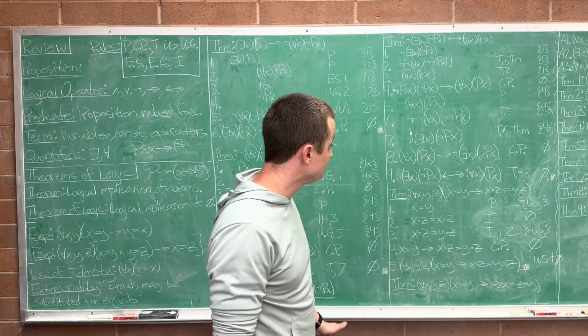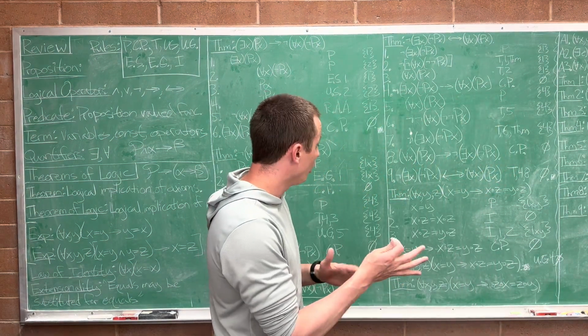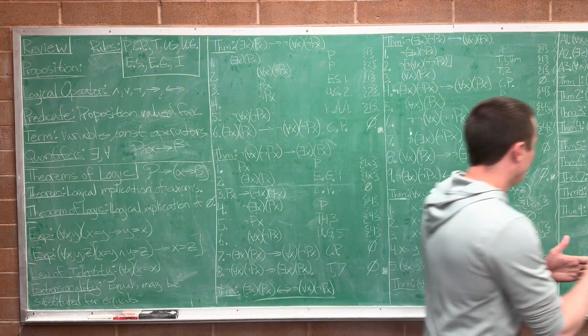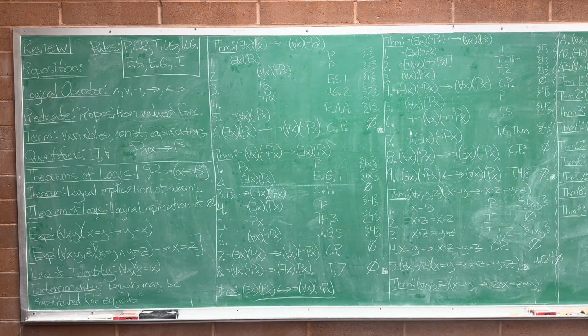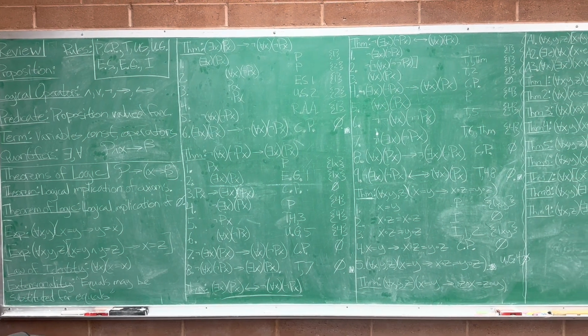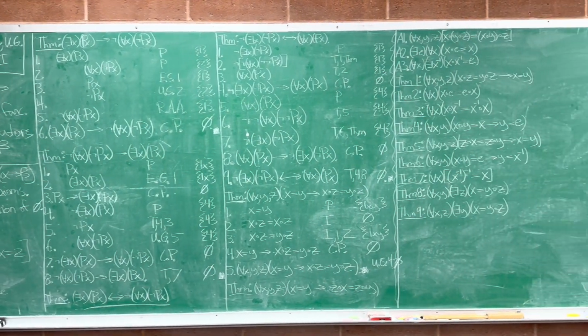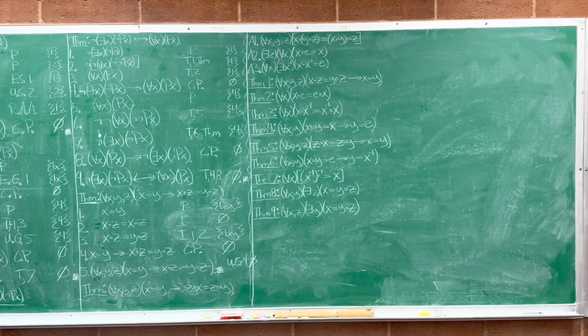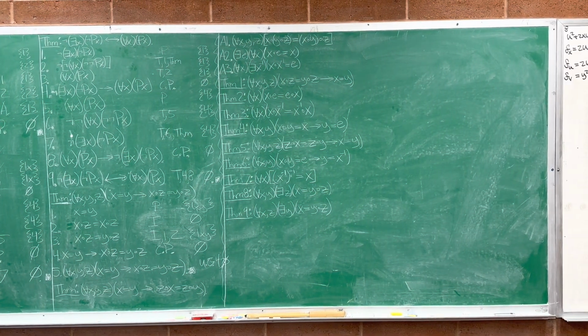Okay, so those are our basic theorems of logic. We won't be proving any more theorems of logic. I think that's all the theorems of logic we'll be using for the most part. And now, we're going to do some proofs in an axiomatic system where we need to use some of these theorems of logic.